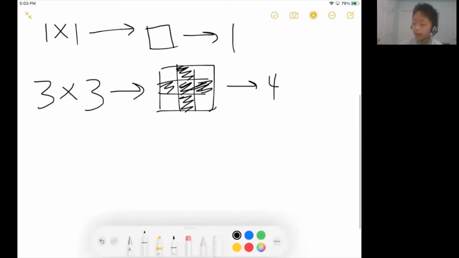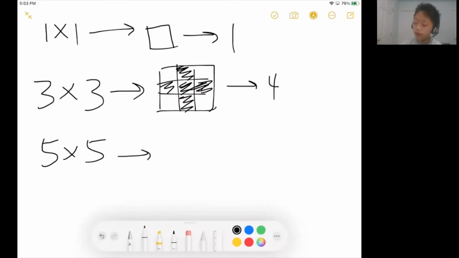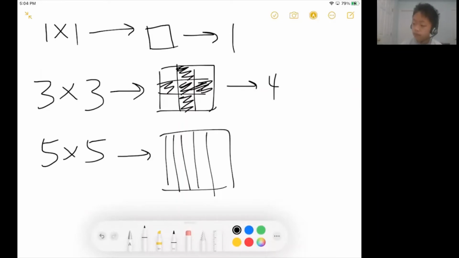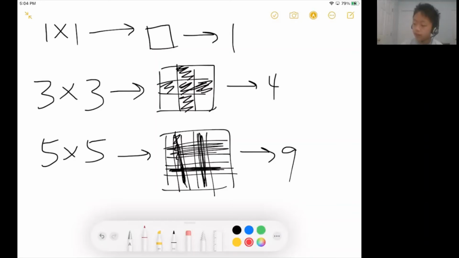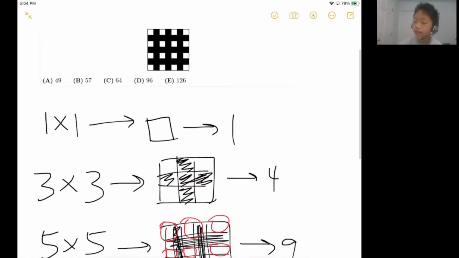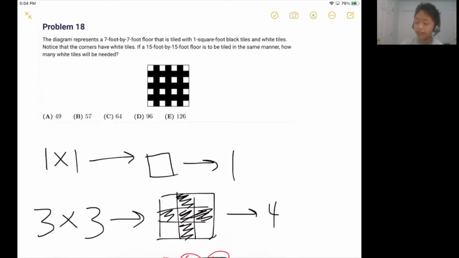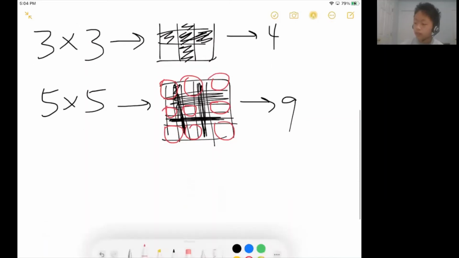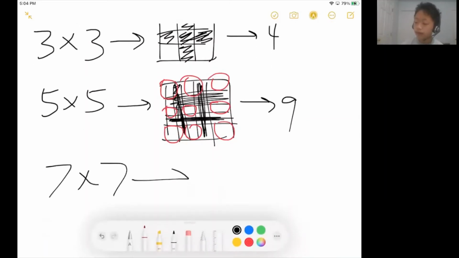So let's take a look at a 5 by 5 square. If we color the 5 by 5 square in the same manner, these would be colored, these would be colored, these would be colored, and these would be colored. So notice we have 9 white squares in this case, right? The 9 white squares are here, here, here, here, here, here, here, here, and here. And maybe you notice a pattern. If you look at the 7 by 7 and count the white squares, we get 16 white squares.